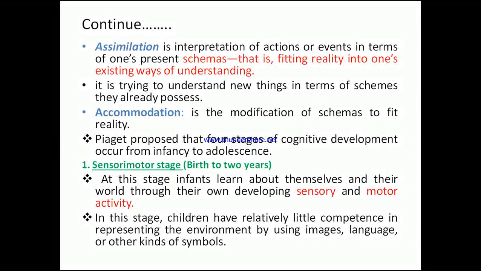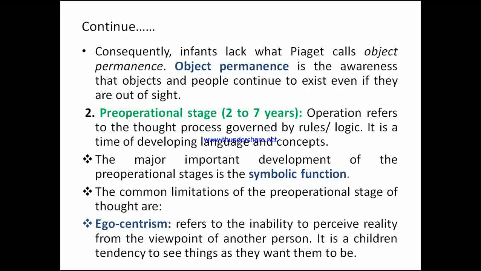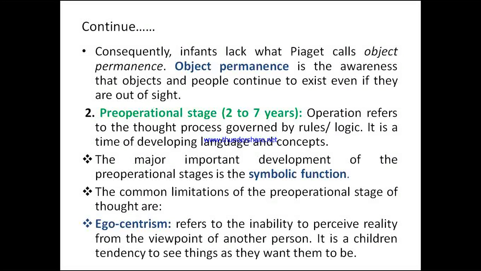are totally dependent on their parents or their caregivers at this stage. So they have little competency in representing the environment by using image, language or other kinds of symbols. They don't have the ability to use image, language or other kinds of symbols. Because of this, they communicate by using their senses. So at this time, the beginning of cognitive development is the presence of object permanency, or the beginning of object permanency on the sensory motor stage.